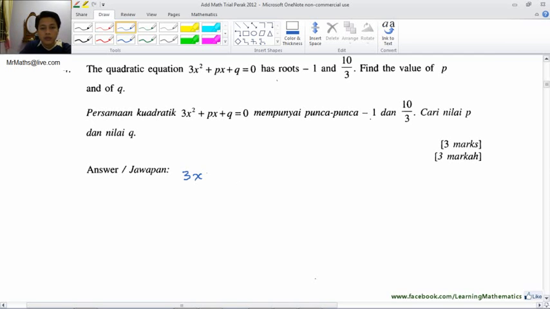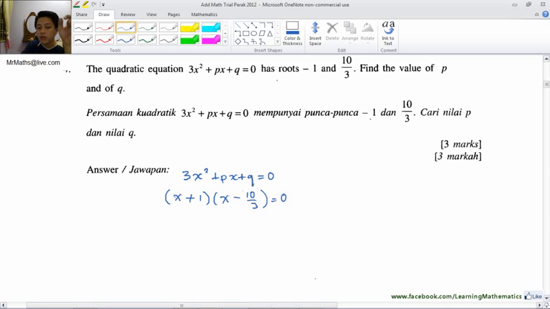3x squared plus px plus q equal to 0 will become x plus 1 multiplied with x minus 10 over 3 equal to 0, because that is the root, right? If minus 1 is the root, then we know that x plus 1 is equal to 0, because if x plus 1 equal to 0, x is minus 1. So that's how we put it back into this format, right?